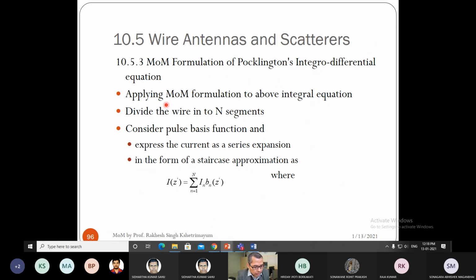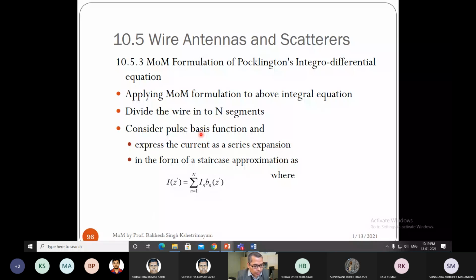So what was the first step? The first step is to apply a linear approximation of the unknown function in terms of some known basis functions. We discussed some of the popular subdomain basis functions in the last class. One is the pulse function, one is the triangular function, one is the sinusoidal or piecewise sinusoidal function, and the piecewise triangular function. We have already used the pulse basis function in the last class.